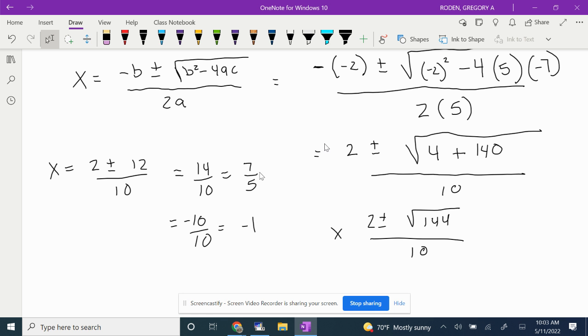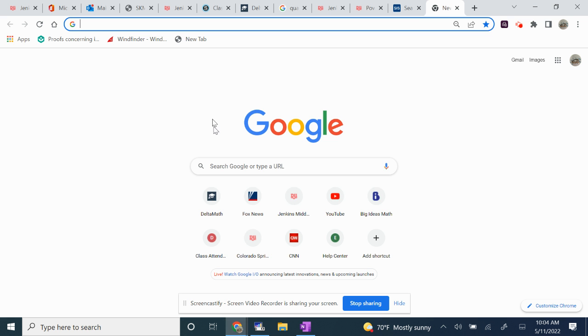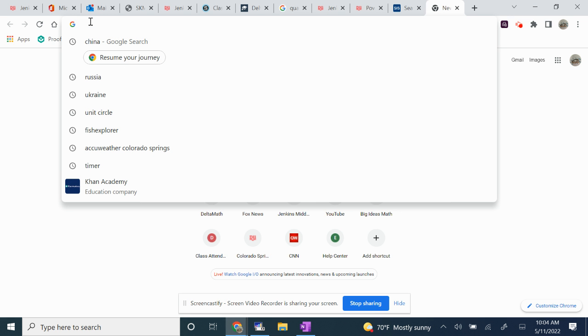Negative 1. Now, I said don't switch this, but when we do our graphing, it may be 7 over 5. What is this? This is 1 2/5, right? Or 1.4, right? So that's probably a good number to remember when we graph it. So those are our two intercepts, our x-intercepts. Now, the last thing we're going to do is pull up our friend Desmos, or use our graphing calculator. So we're going to pull up Mr. Desmos, okay?